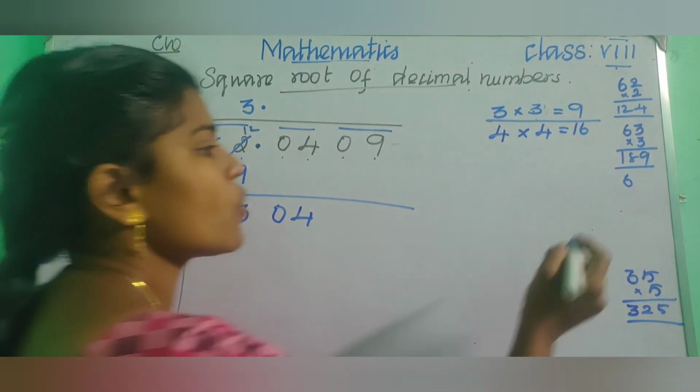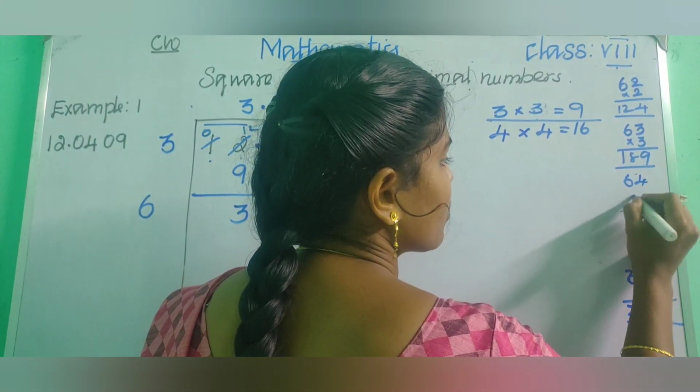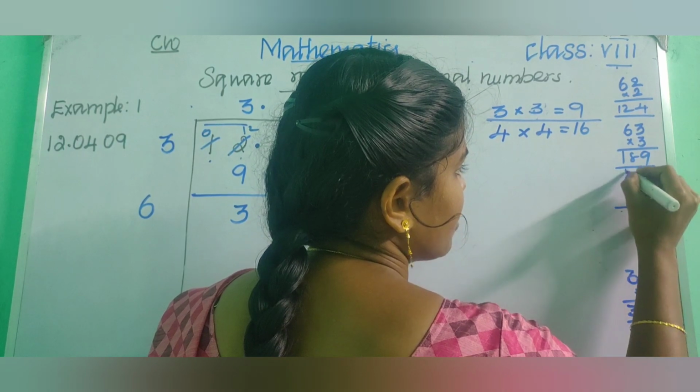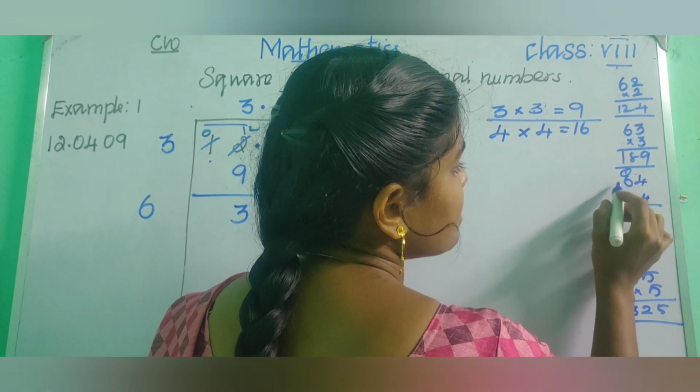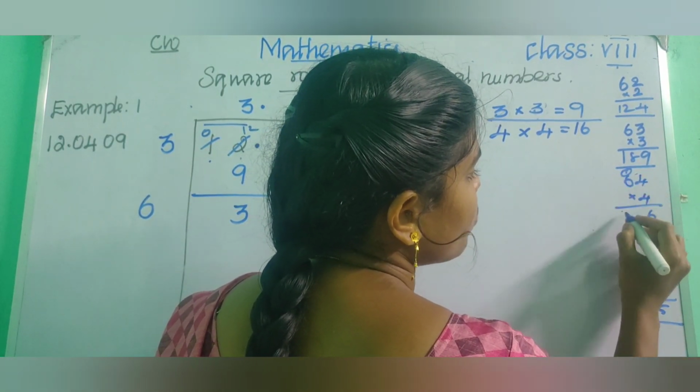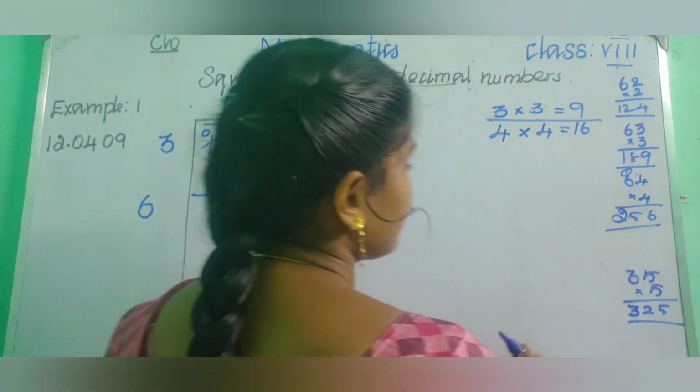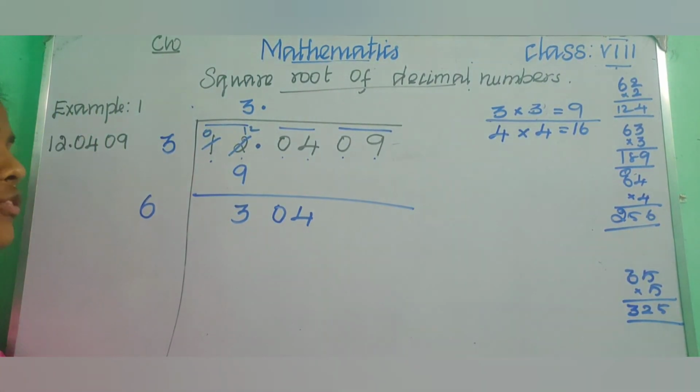So let us check 4. Okay, 4 and 4. Okay, 4 4s are 16. Okay, 1 as the carry. 3 4s are 12, 12 plus... 6 are 24. Okay, 24 plus 1, 25. Okay, children, so here we are having 304.